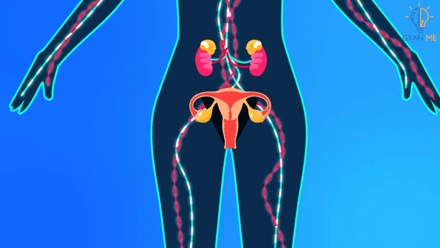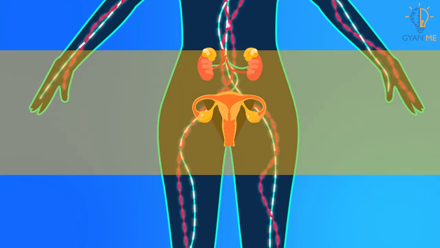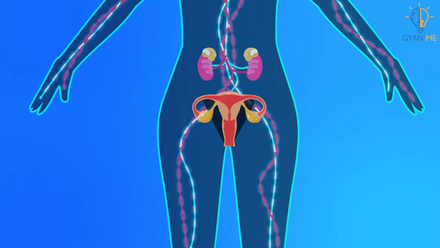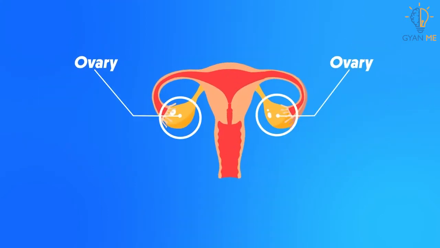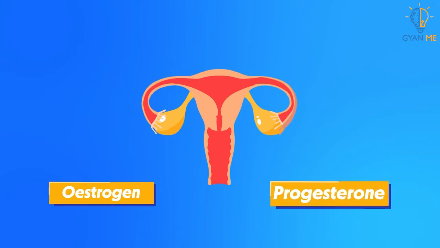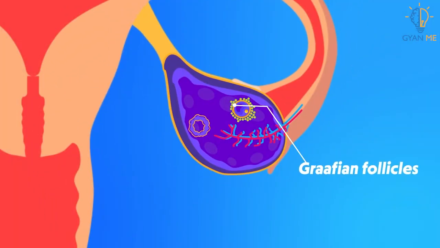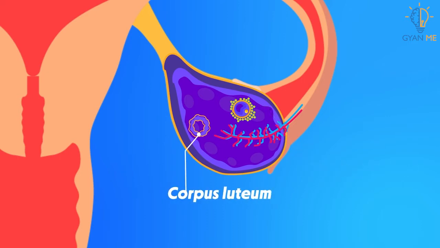Now, let's see about ovaries. Ovaries are the female reproductive organs located in the lower abdomen between the hip bones. There are two ovaries, one on either side of the uterus. Ovaries produce eggs and secrete the female sex hormones estrogen and progesterone. Estrogen is produced by the Graafian follicles, while progesterone is produced in the corpus luteum.